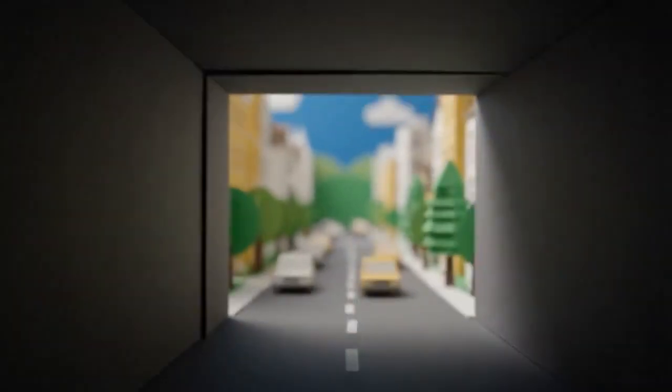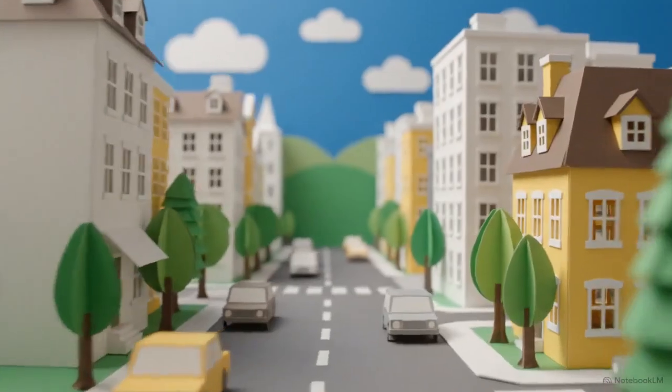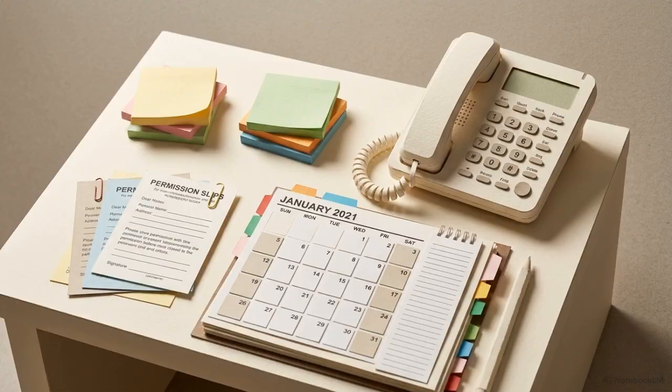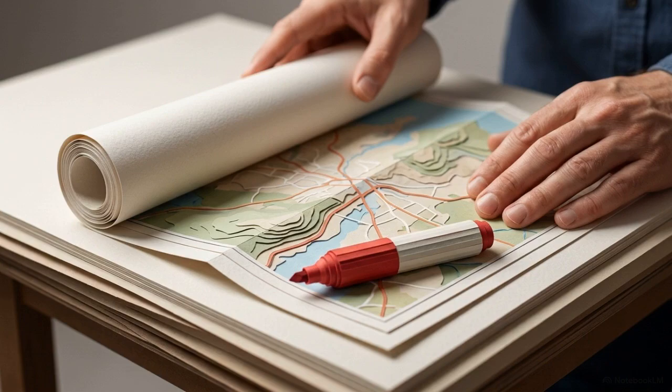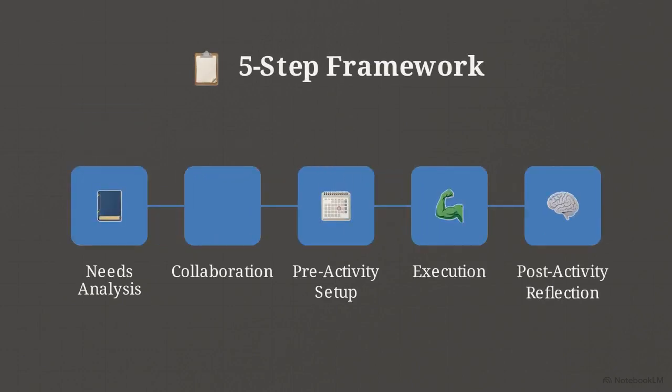As educators, we aim to break down those walls and get our students interacting with the real world. But organizing a community-based learning activity often feels like an exhausting logistical puzzle. There is a straightforward way to manage this. We can use a 5-step framework that turns chaotic event planning into a predictable, repeatable process.